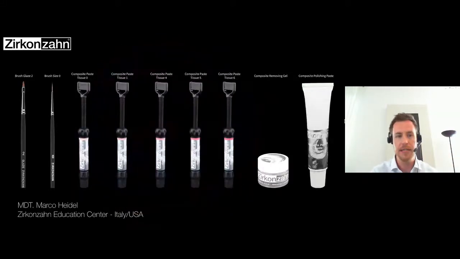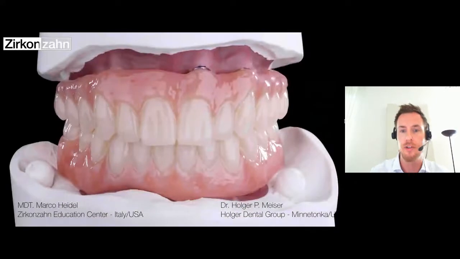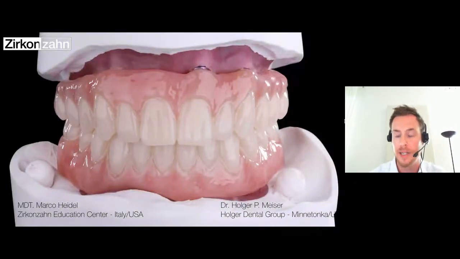What you can do is make a nice veneering, a nice layering with our composite material or others to create a restoration or final product like that.